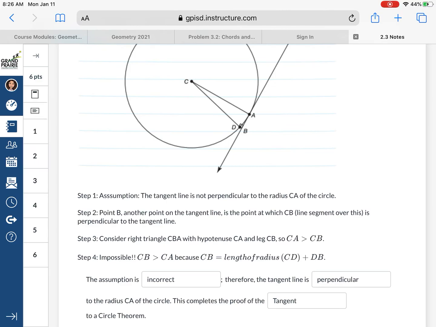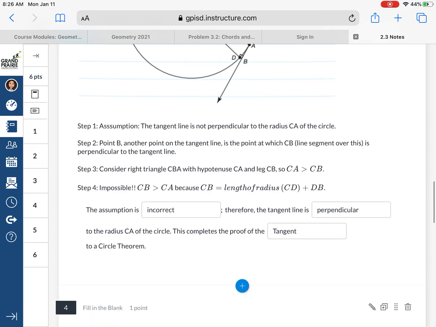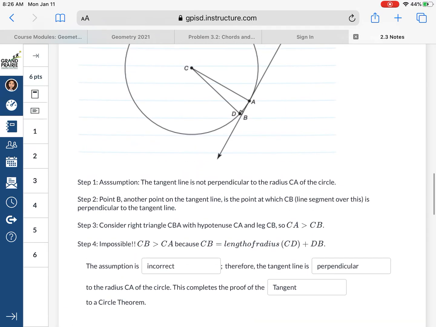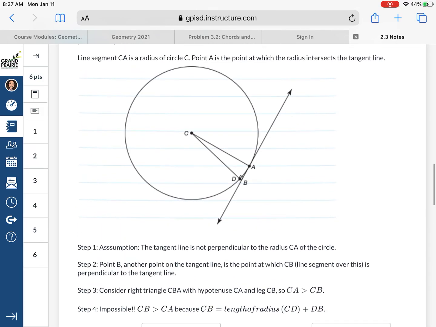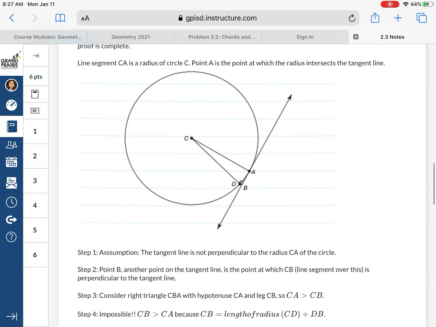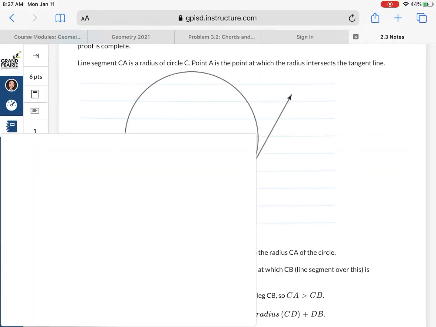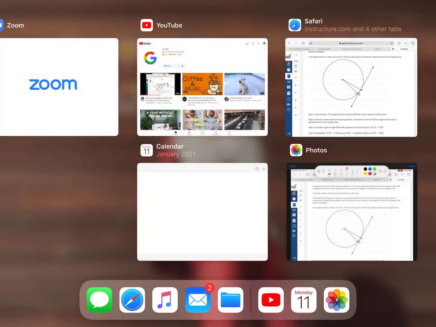Because let's say instead of where I told you the box would be with that point A, that instead it's over there at point B. So they said in step 3, consider the right triangle CBA with hypotenuse CA and leg CB so that CA is greater than CB. So I'm going to take another screenshot and highlight what we're talking about.